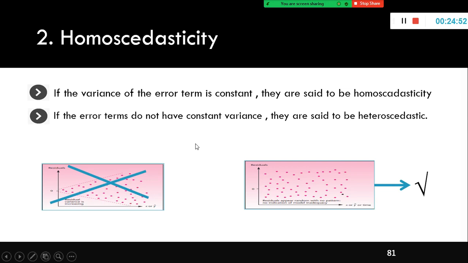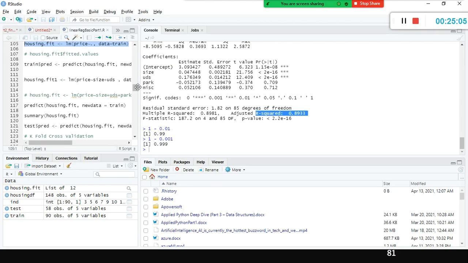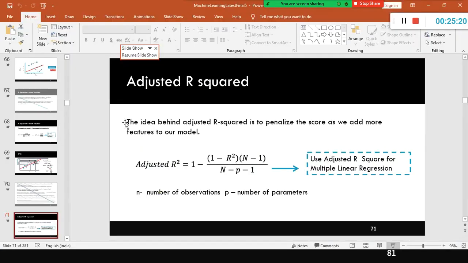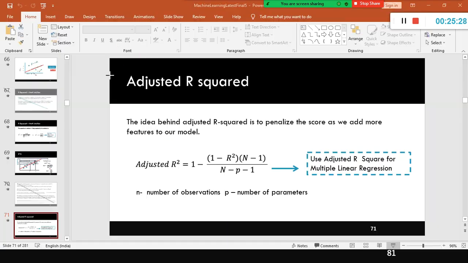whether this pattern is homoscedasticity or not. How do I know that? The best thing you can rely on is a statistical test. Which statistical test are you supposed to use? I discussed the Durbin-Watson test, and one more is the Breusch-Pagan test. The Breusch-Pagan test is for checking homoscedasticity, while the Durbin-Watson test is for independence of error, or autocorrelation.